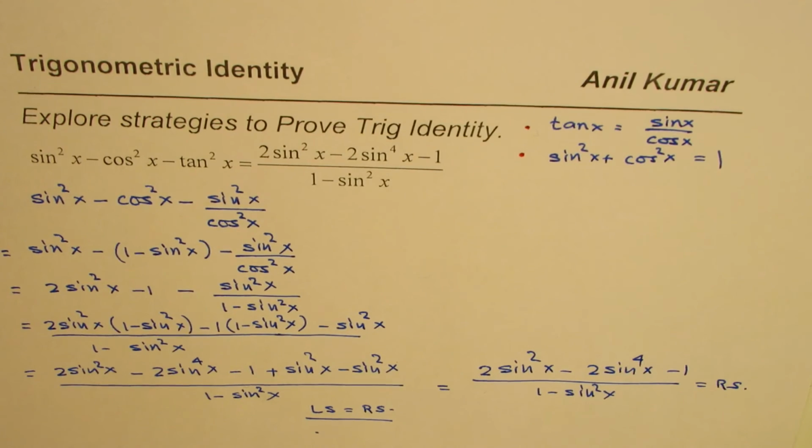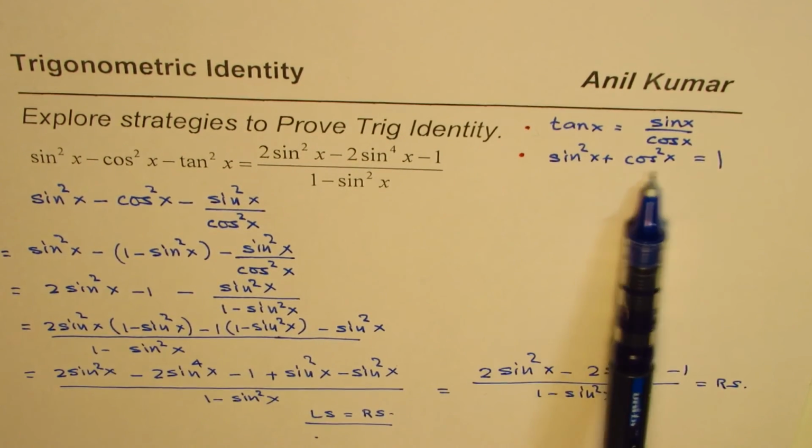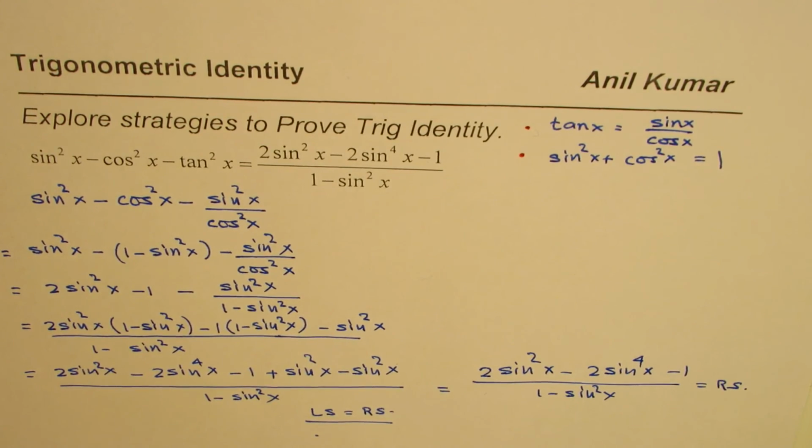During this proof, we have learned how to apply this strategy, sine square x plus cos square x equals 1, in different ways.